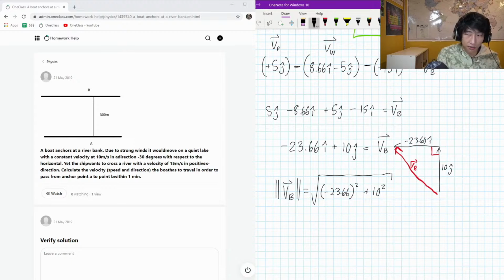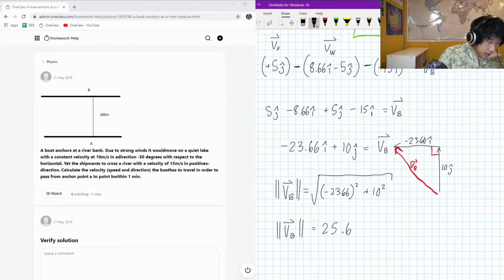Okay, let's ask my favorite little calculator. What in the world is that? Okay, let's put them under the root. 23.66 squared plus 10 squared, all under the root. Our velocity that we'll need to have is 25.69 meters per second, and that's it.